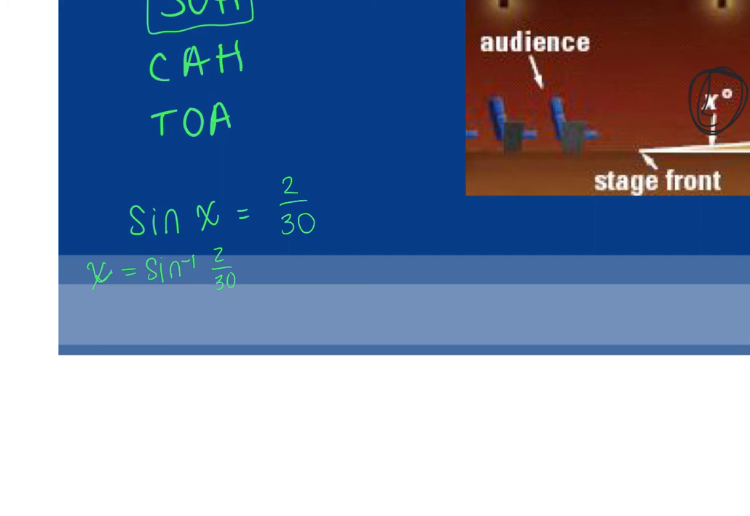Okay? Remember, when you're solving for that angle, you are going to use an inverse function. And all I did was, since I knew that the sine of x is 2 over 30, the inverse sine of 2 over 30 will give me that angle x. Okay?